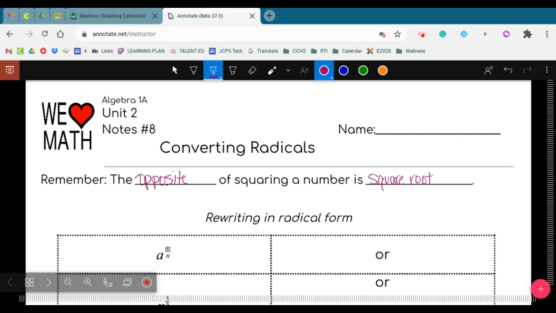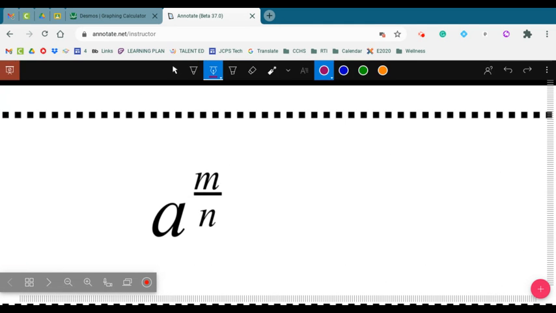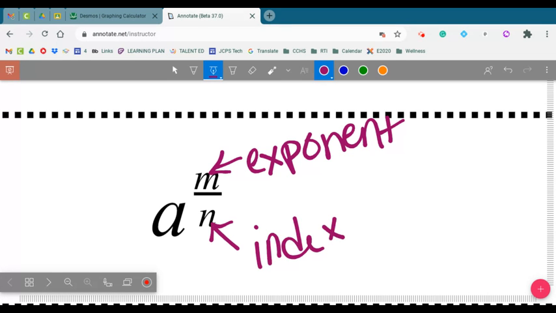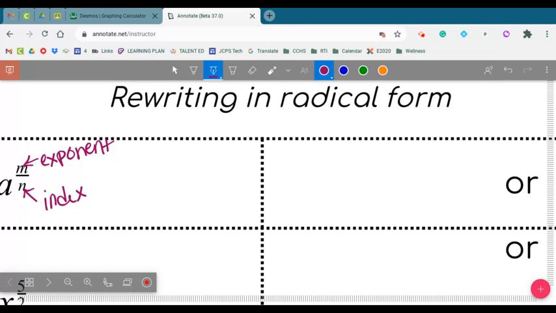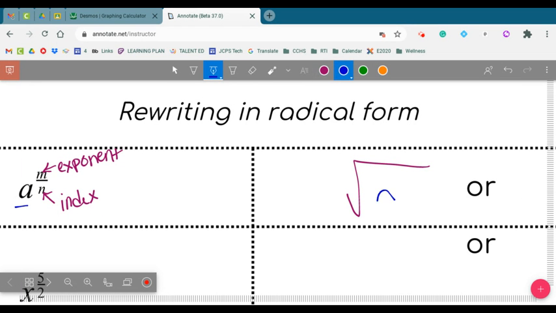We're going to go from rewriting from exponential form, which is where it has an exponent, to rewriting it in radical form. Whenever we have, like our first one, a to the m over n, the m is going to be our exponent, and the n is going to be the index. So whenever we write it in radical form, we're going to create our square root symbol, which is our radical. We're going to put our base, which is the a, inside.